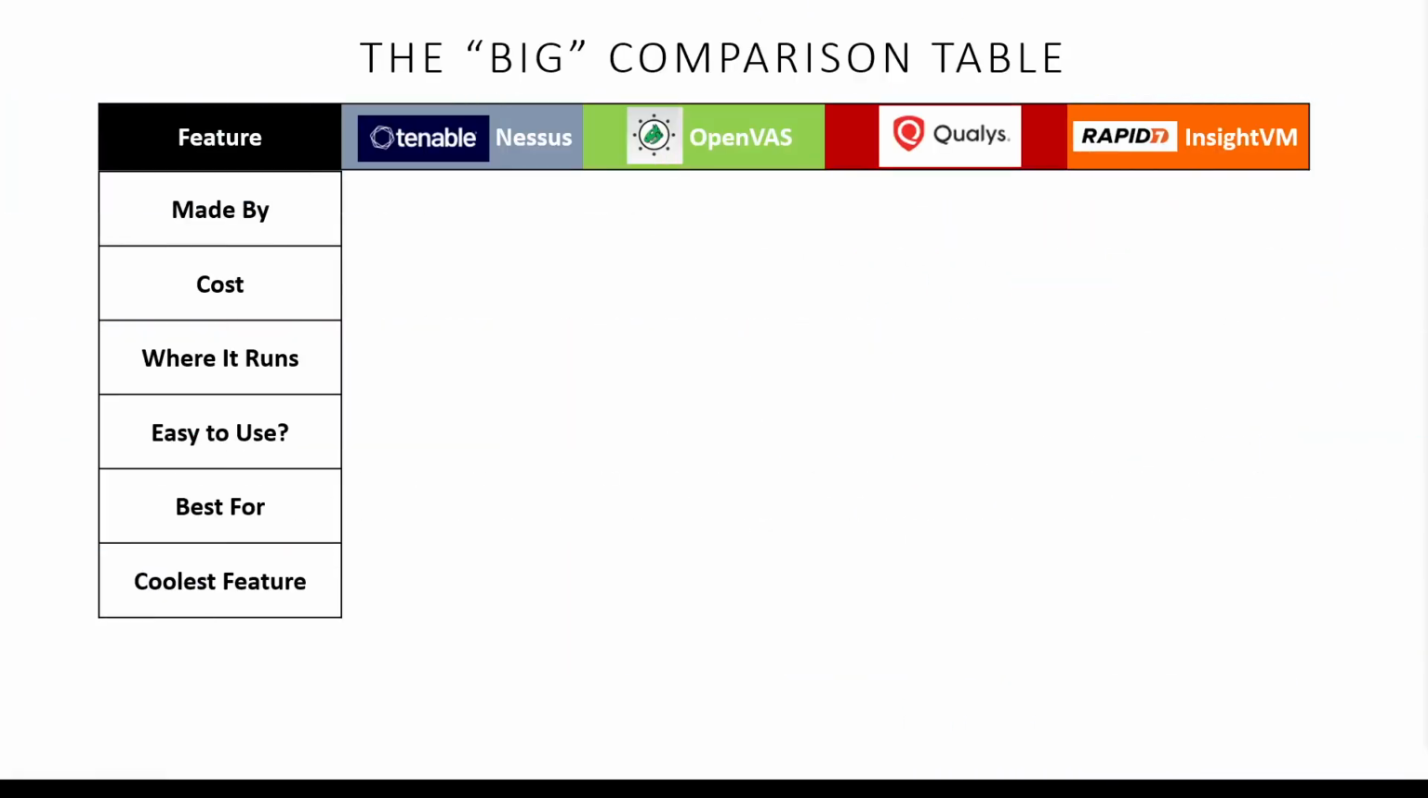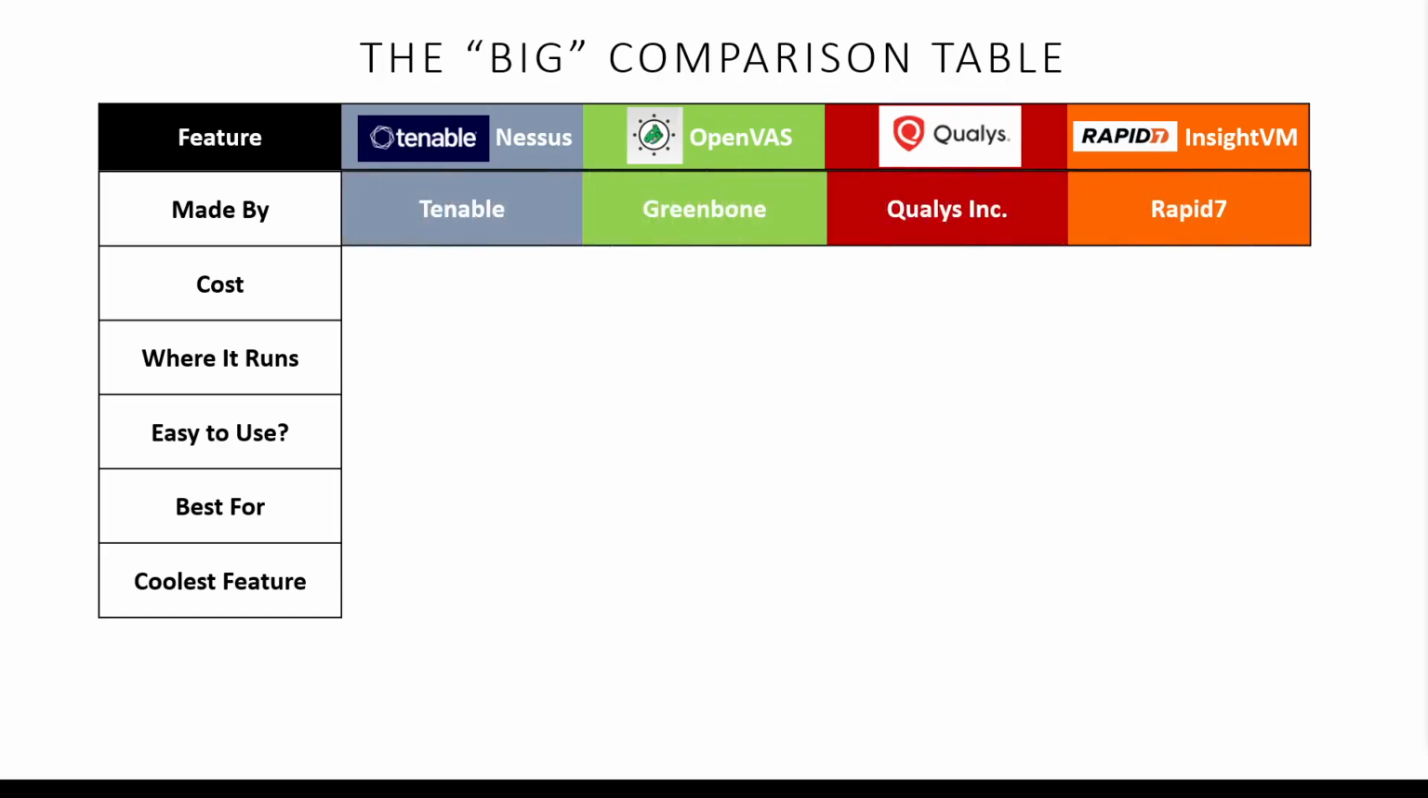Now, I want to take those software tools that I mentioned and let's do what we call the big comparison table. In this case, we're looking at features like made by, cost, where it runs, easy to use, best for, and some of the coolest features across each one that they have to offer. So looking at the made by, Nessus is made by Tenable, OpenVAS is made by Greenbone, Qualys is Qualys Incorporated, and Insight VM is made by Rapid7.